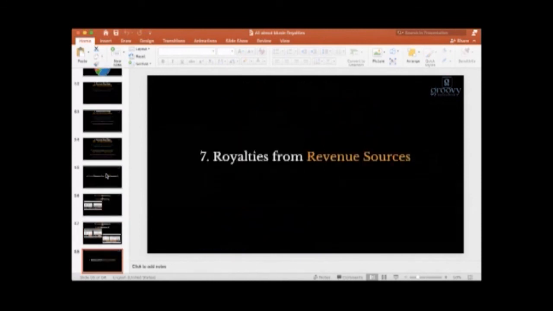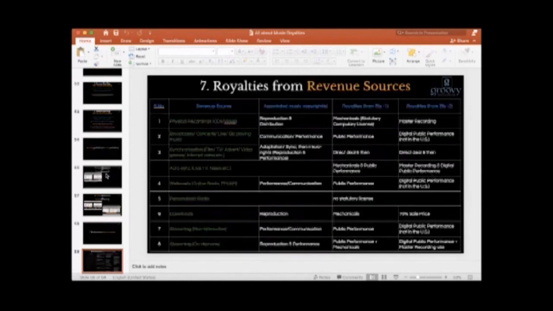Finally, the last thing that I want to talk about is what are the royalties that I get from revenue sources? There are multiple revenue sources, such as physical recordings. Do you remember the CDs and vinyls that we used to buy earlier? They had music copyrights associated with them called the reproduction and distribution. The reproduction side is basically a copy of your composition side, and hence you get mechanical licenses and mechanical royalties associated with them. And on the record side, it's basically the master recording, which is being copied on the physical recording, and hence you get distribution money.